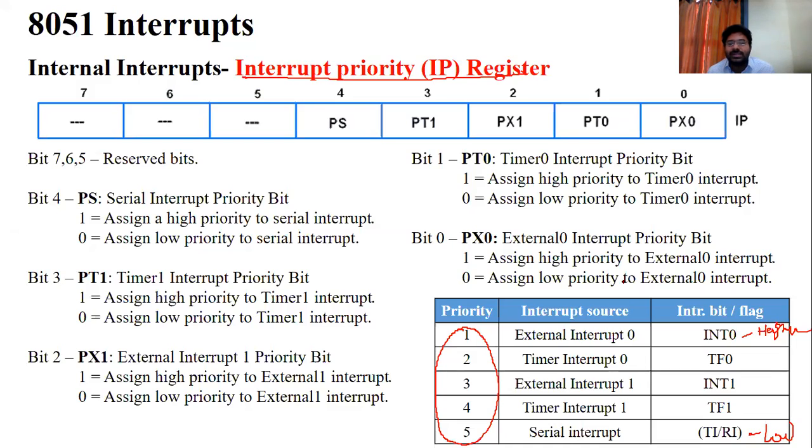Now see this interrupt priority register. This is also an 8-bit register. Out of these 8 bits, we are using only 5 bits, that is, bits 0 to 4. See this bit PX0, that is, bit 0. This is the interrupt priority bit, the highest priority external 0 input.